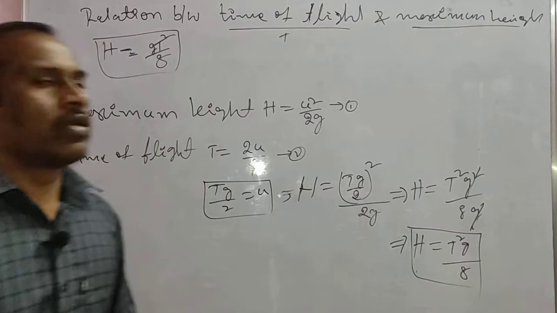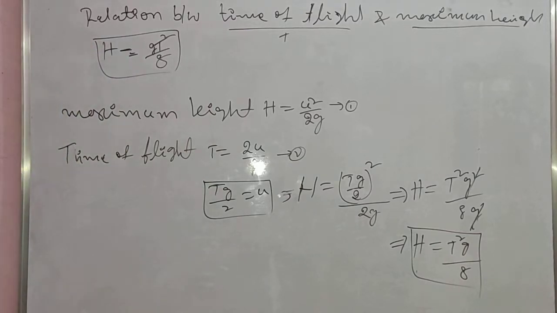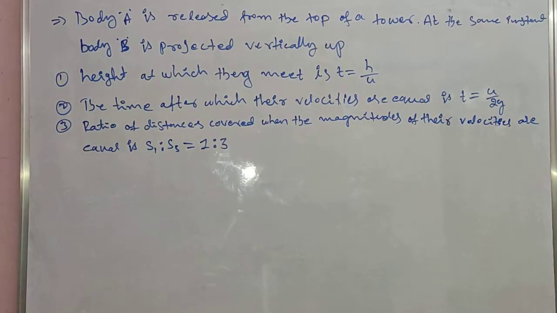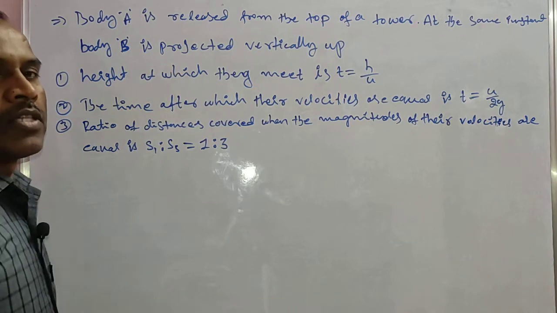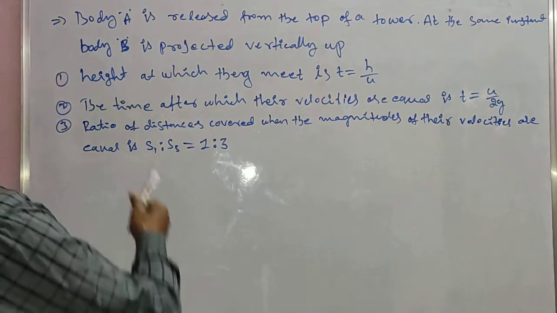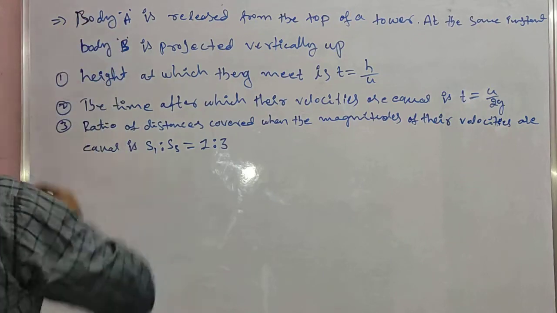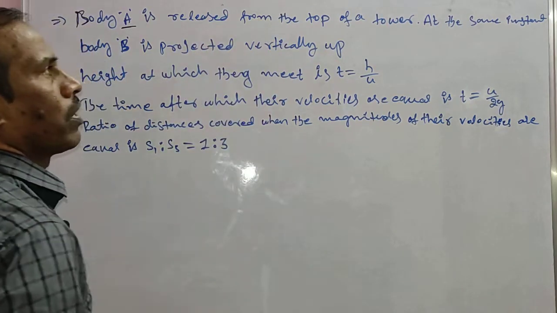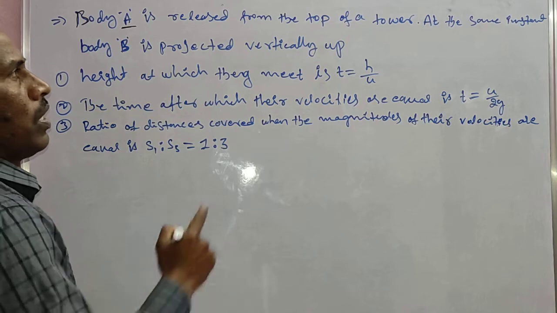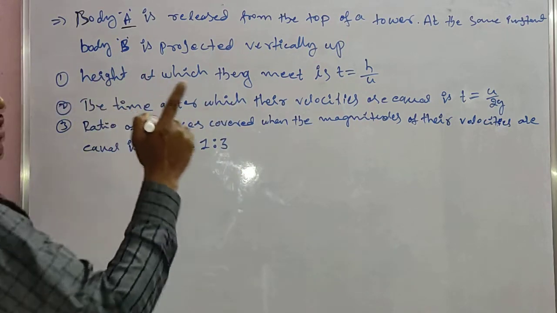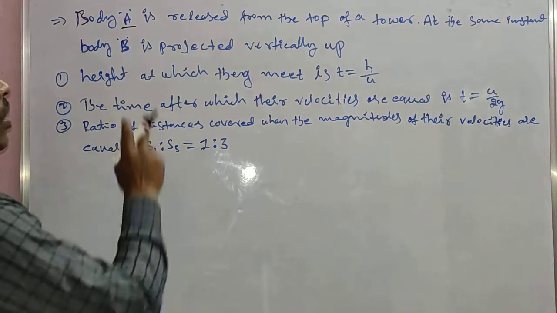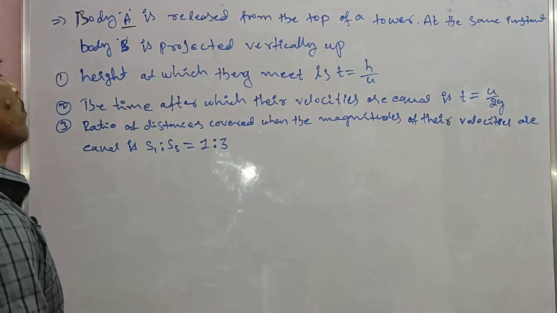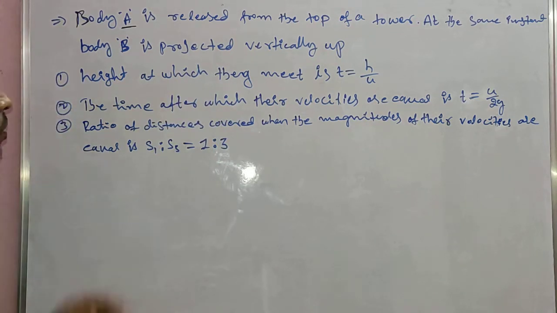Next, note this one, continuation. These are concept oriented equations. Listen: body A is dropped from the top of a tower, and at the same instant body B is projected upward with velocity u. Here there are three conditions.